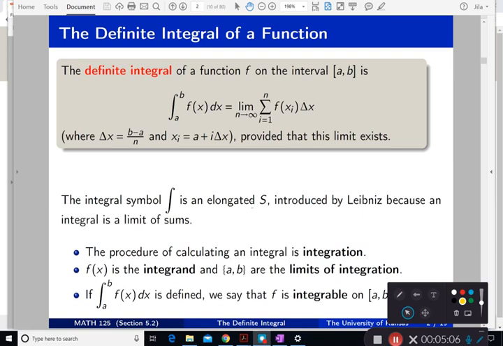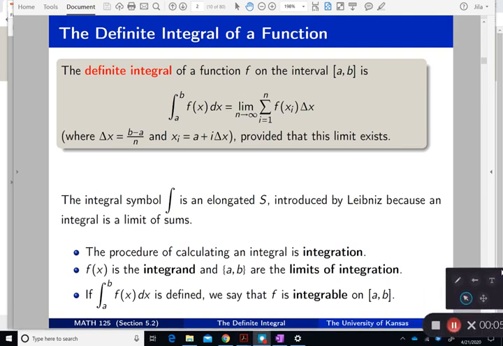The integral symbol is an elongated s introduced by Leibniz because an integral is a limit of a sum. The procedure of calculating an integral is called integration. F of x is called an integrand. A and b are the limits of integration, or bounds of integration. If the integral from a to b of f of x dx is defined, we say that f is integrable on a and b.